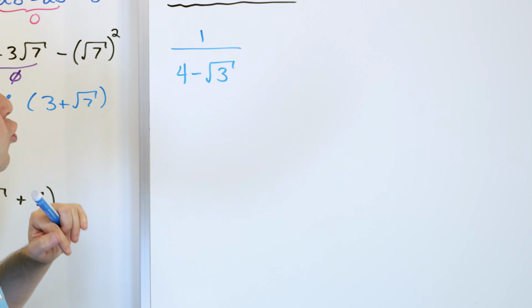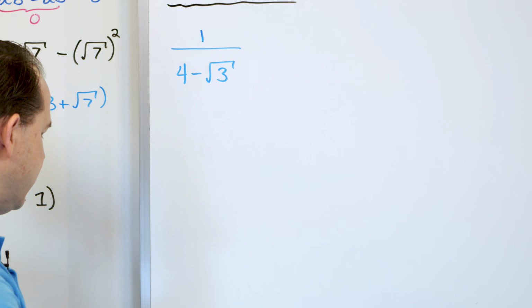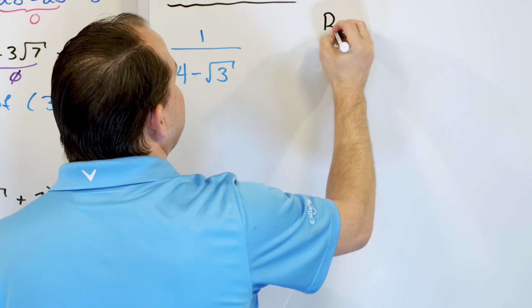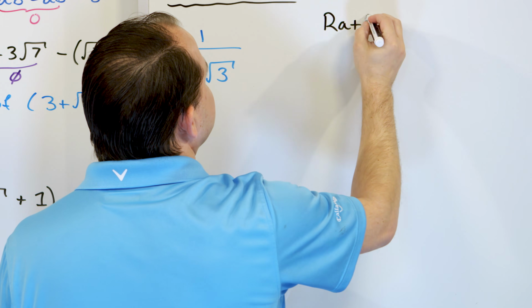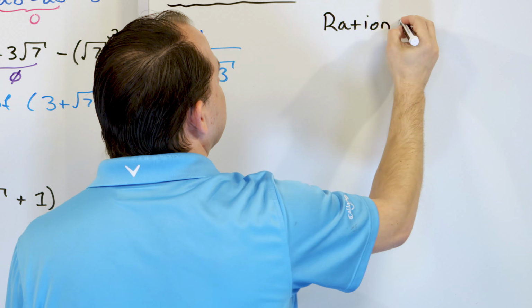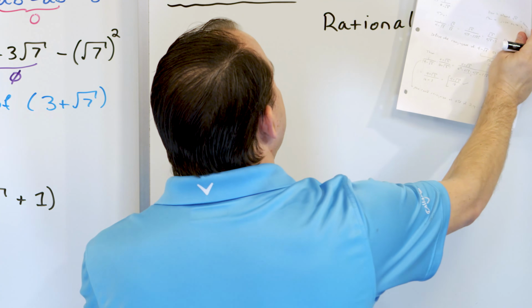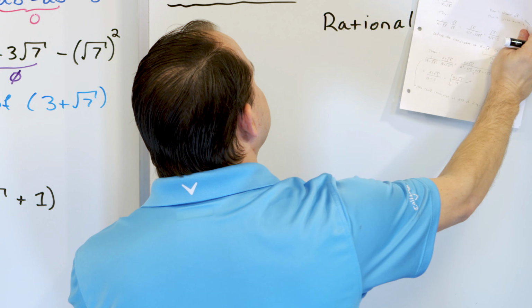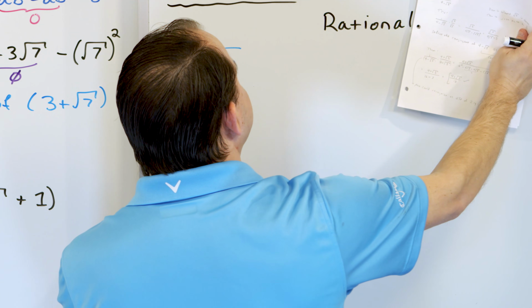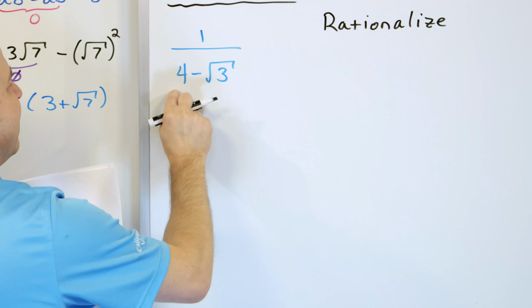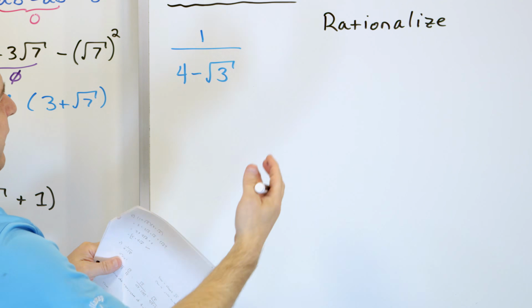We want what we call rationalize the denominator. So I'm going to write that down. We need to rationalize. You can think of the word rational as being well-behaved, some kind of nice property of something. Well, we're going to rationalize this thing. So this is not sort of well-behaved. We're going to change it, right?